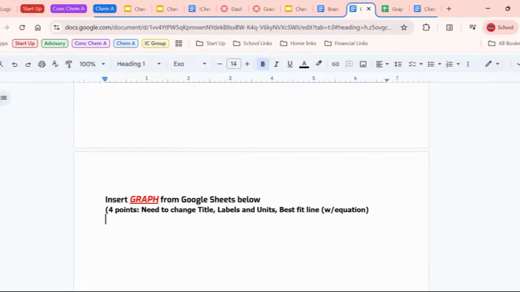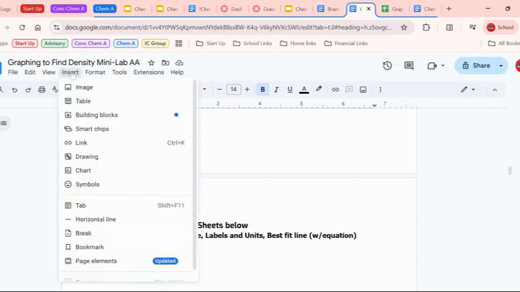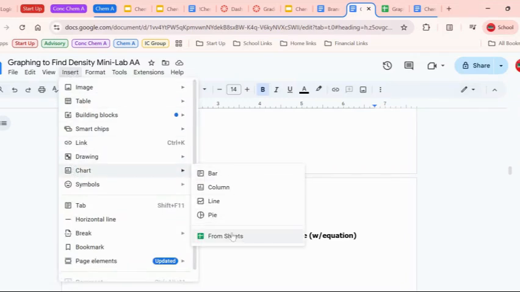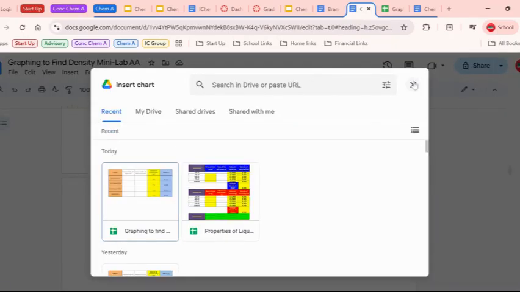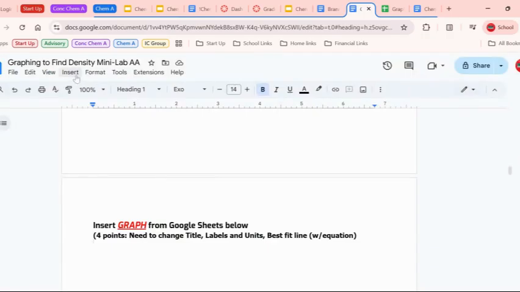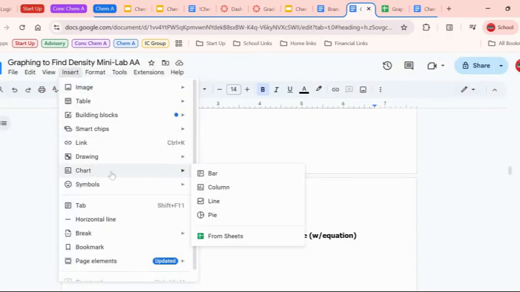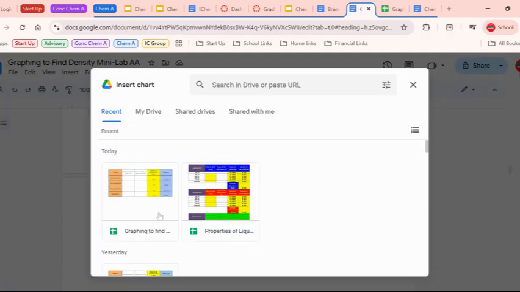I get my cursor right underneath where it says 4 points. I come up to my ribbon at the top where it says Insert, Chart from Sheets. Click on it. For those who missed that, Insert, Chart from Sheets. Click on the graph in the upper left-hand corner. That should be the most recent graph you are working with.